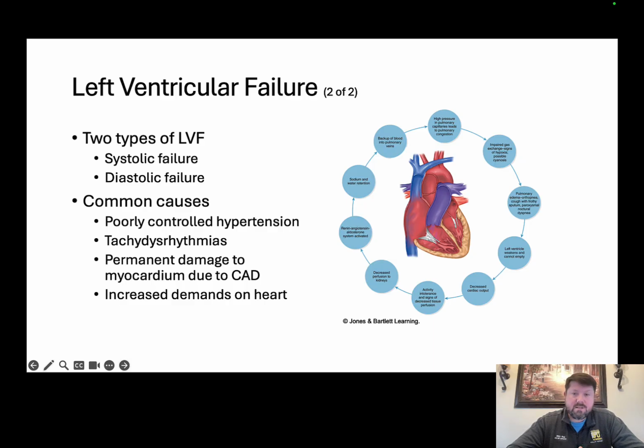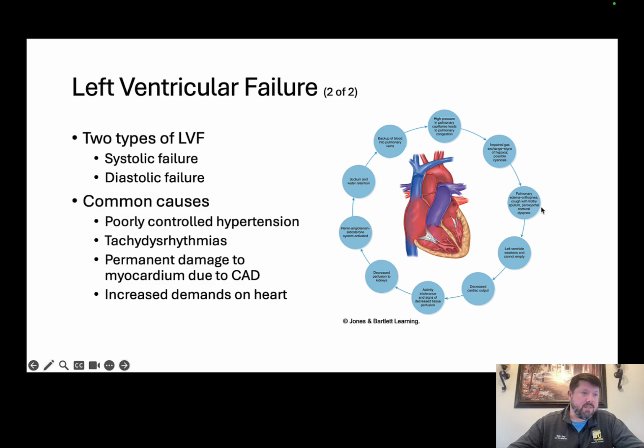What are some of the causes? Poorly controlled hypertension, tachydysrhythmias, permanent damage to the myocardium due to coronary artery disease, or increased demands on the heart associated with excessive volume and pressure. Now this image right here shows some of the effects of heart failure. High pressure in pulmonary capillaries leads to pulmonary congestion. Impaired gas exchange will create signs of hypoxia and even cyanosis.